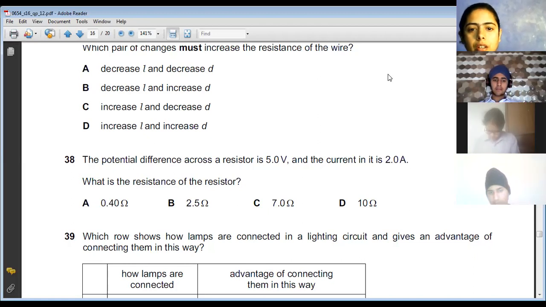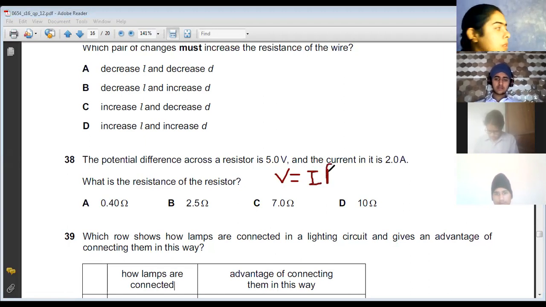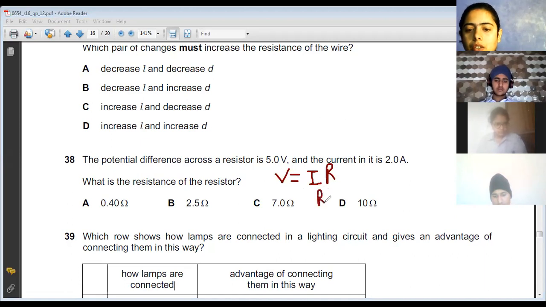So very good. The formula you have is of Ohm's law. Which formula are you going to apply? V is equal to IR. Don't do this, hand wash with your pen. V is equal to IR. So you have to find out resistance. So resistance is equal to V divided by I. Voltage is given 5, I is given 2. So 5 divided by 2, you will get the answer as 2.5.